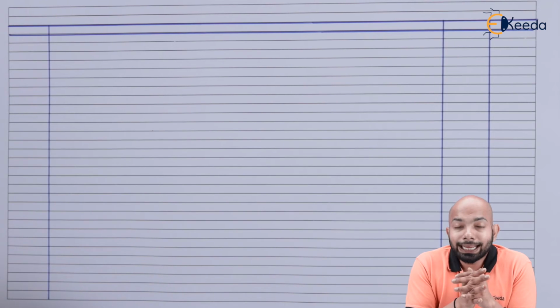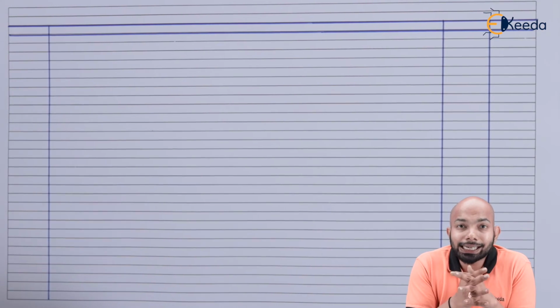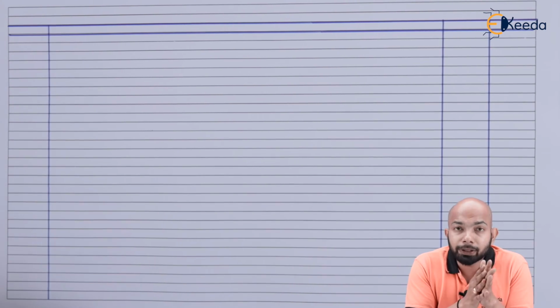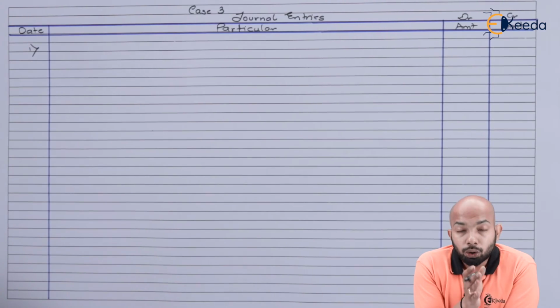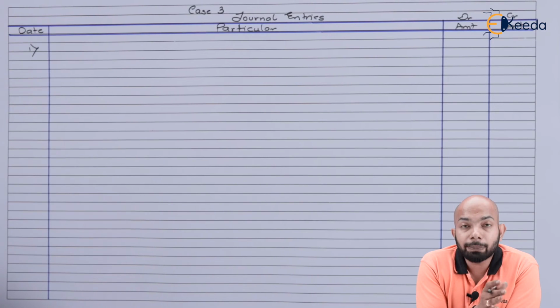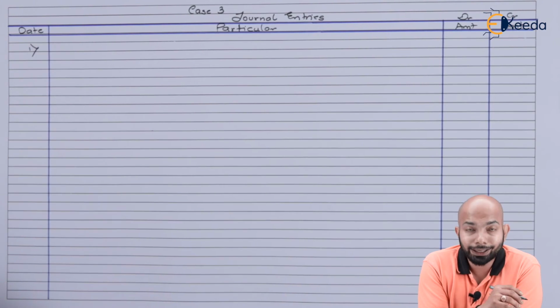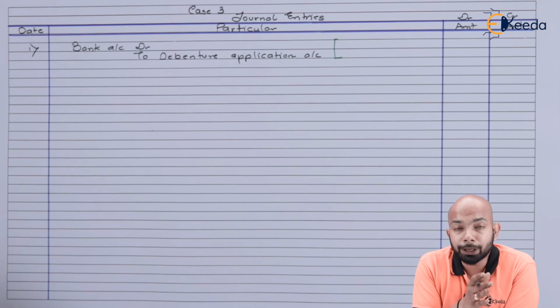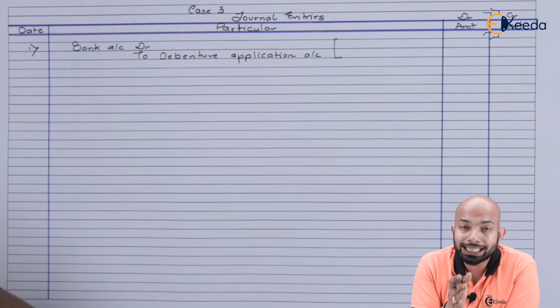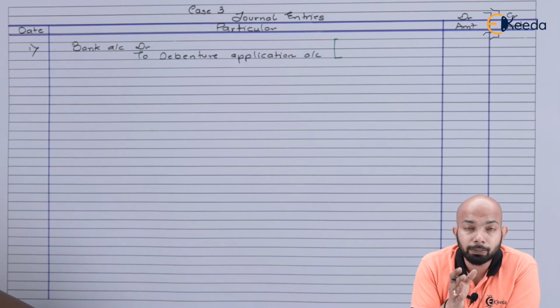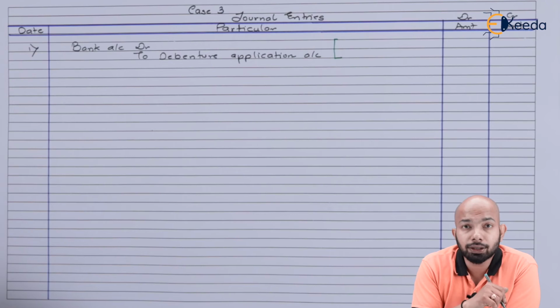Now, the next case study that we have to discuss will be a premium part. We'll be passing the journal entries of it. Let's start with the same. So when we are talking about the receipt of application money, let's pass the entry related to that. Now here they have mentioned that 25 rupees was taken on application for 5,000 debentures. So let's take that into consideration.